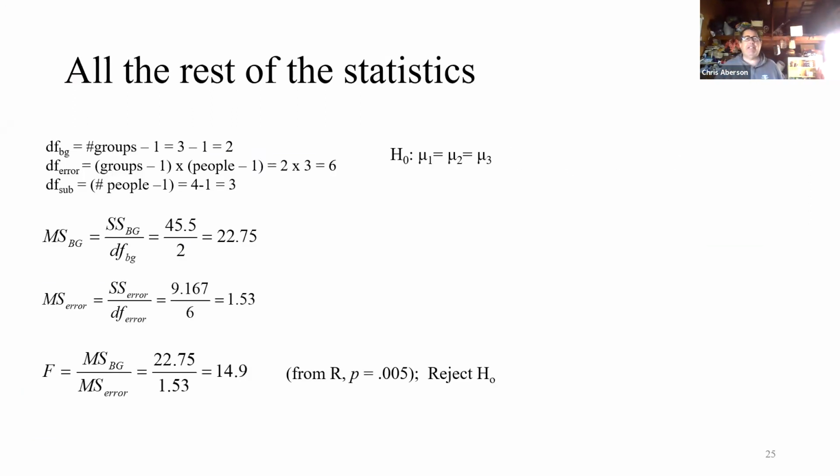All the rest of the statistics you can see here, the F value comes out to about 14.9. Very low probability, so we reject the null hypothesis here. Again, calculations are pretty much the same. We just have one new component. If you're cool with the calculations for the one factor, this is just adding one additional thing to it.